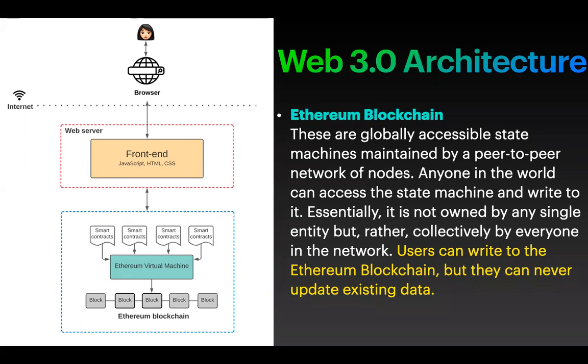So the browser is there. With the help of the internet, you are interacting with web servers, and they will interact with the Ethereum blockchain. And the Ethereum blockchain contains the smart contracts and different small blocks, which are all interconnected. And this is the whole architecture of Web 3.0. So here, as you can see, earlier what was there? Front end to APIs, and all those things.